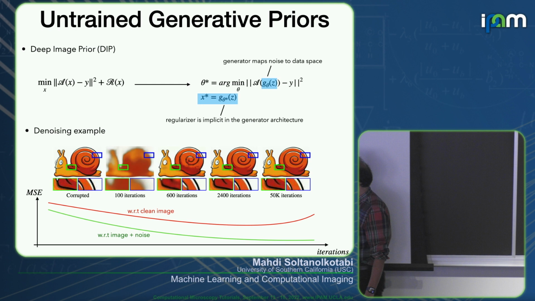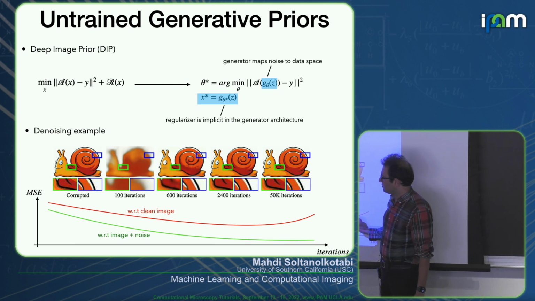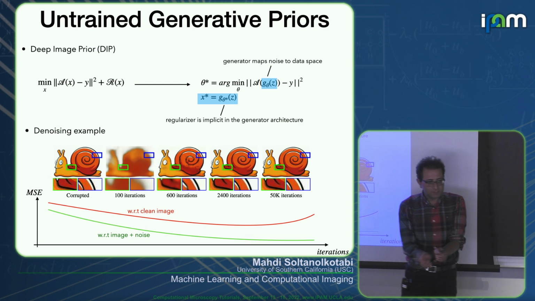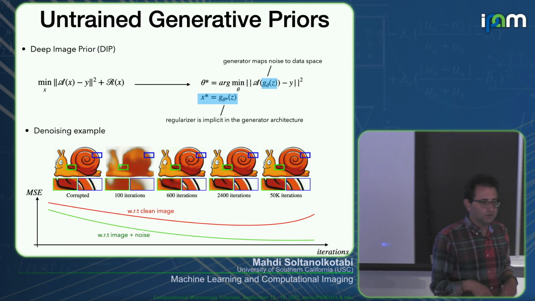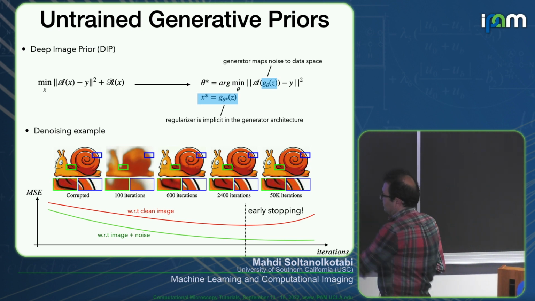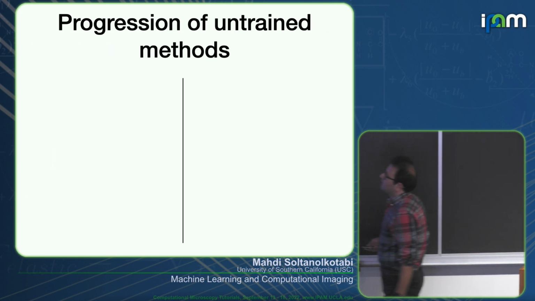Somehow the idea is that clean images you fit faster than you fit noisy images. So if you stop early, you fit to the signal, you don't fit to the noise. That's the idea behind this. So that's why, at least for denoising, you should stop early.